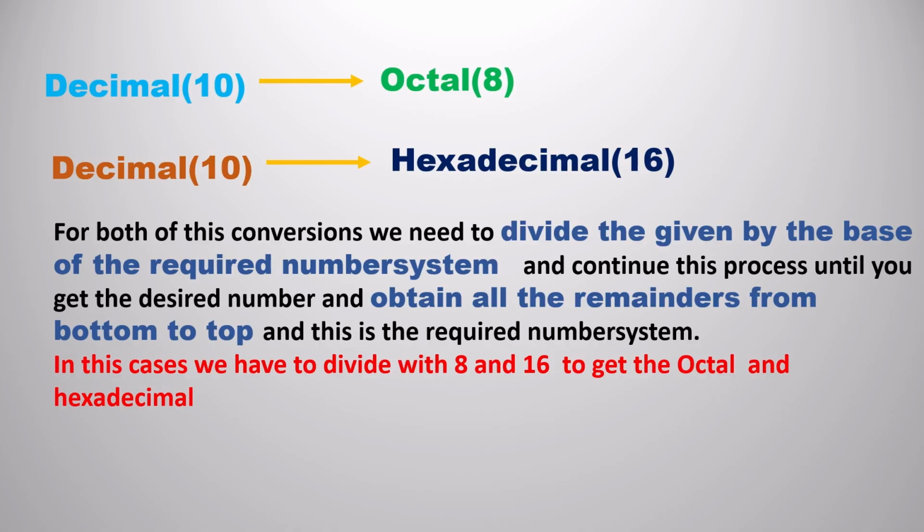In this case, we have to divide by 8 and 16 to get octal and hexadecimal. So the division method is what we have to follow here. We need to follow two methods only. One is the division method, which is very important, and the other is the shortcut method, that's it.